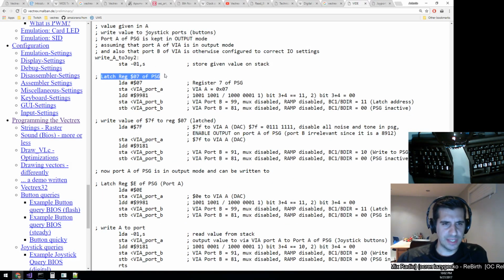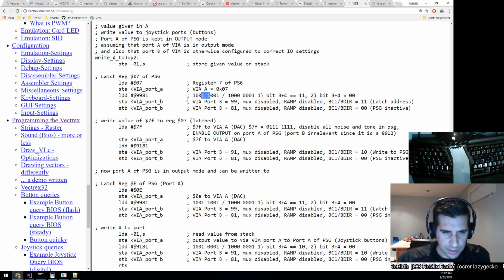So latch register 7 of the PSG. So that's what it was saying. Load 7 into A, store it into port A. Then we want to load what he's doing here. He wants to put 99 into port B. So mux disabled, ramp disabled. Okay, that's it. Setting BC1 BDIR to 11. That's the key here, the 1 here and the 1 there. Those are the 2 bits that we care about, right? Do that, and we go into latch mode.